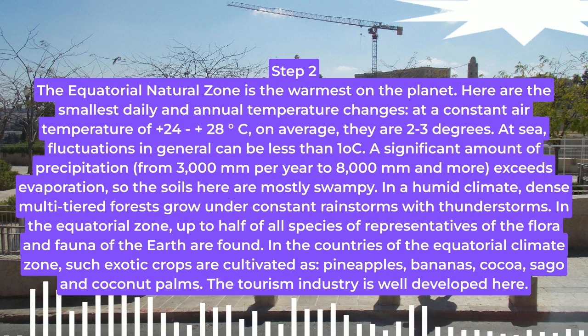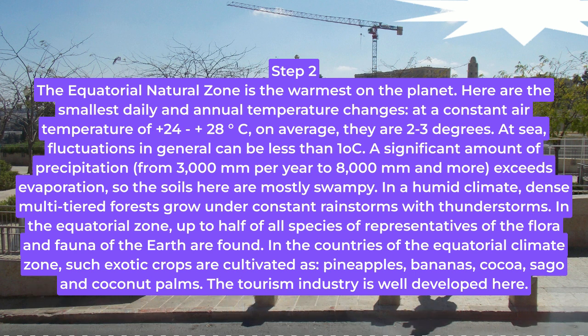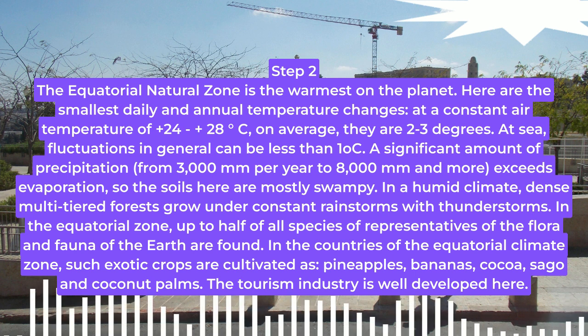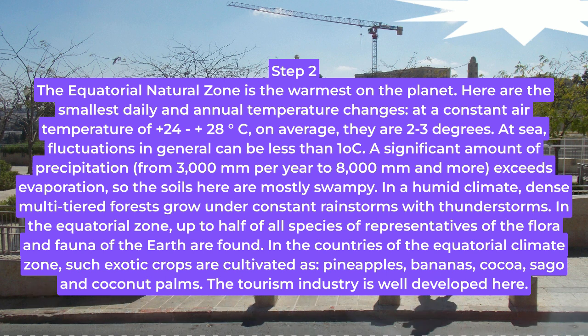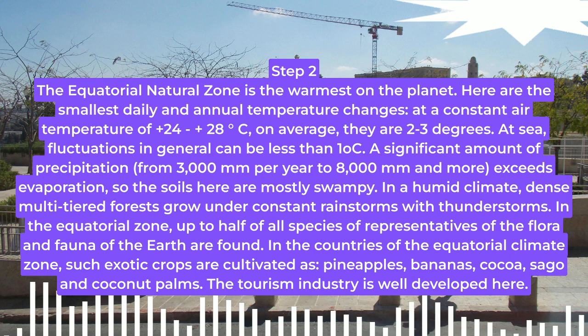A significant amount of precipitation, from 3,000 millimeters per year to 8,000 millimeters and more, exceeds evaporation, so the soils here are mostly swampy. In a humid climate, dense multi-tiered forests grow under constant rainstorms with thunderstorms. In the equatorial zone, up to half of all species of representatives of the flora and fauna of the Earth are found. In the countries of the equatorial climate zone, such exotic crops are cultivated as pineapples, bananas, cocoa, sago, and coconut palms. The tourism industry is well developed here.